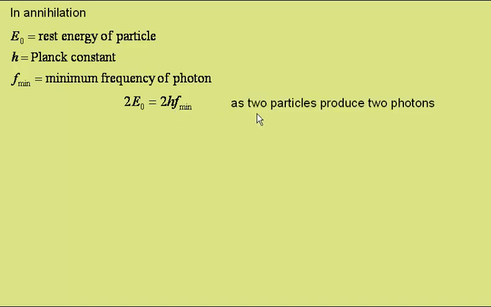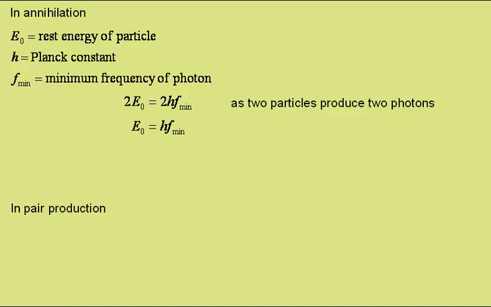This is because 2 particles produce 2 photons. So we have the rest energy of 2 particles producing 2 photons. However, as the particles and the photons will have the same energy, we can simplify to the rest energy of one particle will equal the energy of one of the photons.